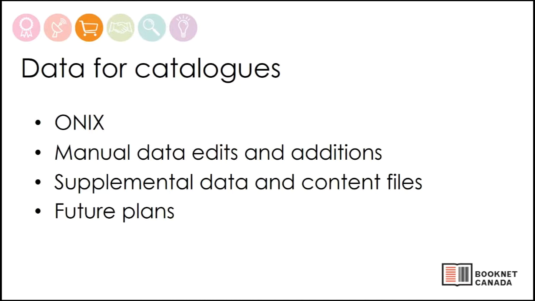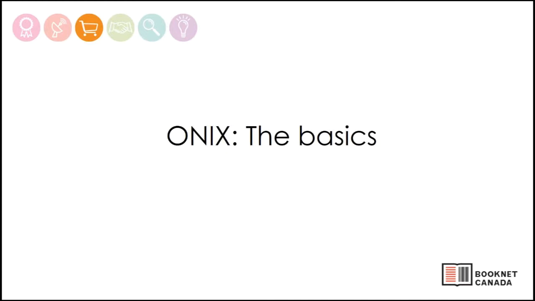We're going to talk about manual data editing tools that are available in the system now. We're going to talk about some supplemental content that you can add, and we'll finish up with a look at some of the future plans for data usage that you can start looking at now in preparation for some of the new feature plans that are coming in CataList.